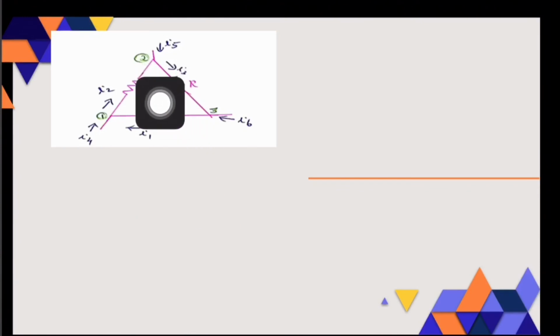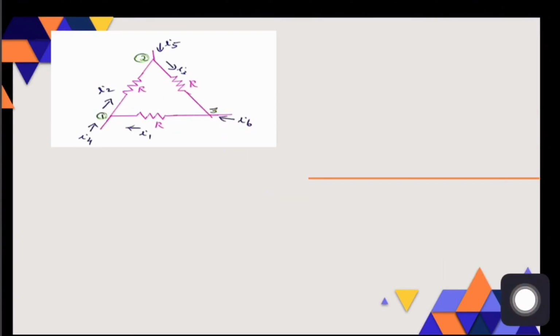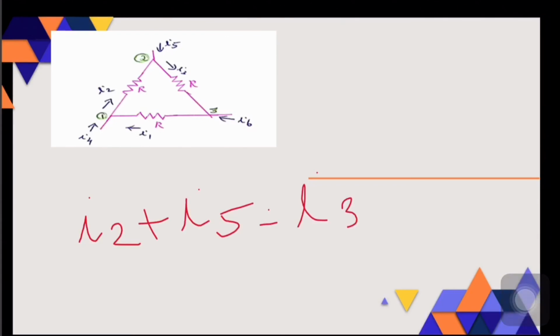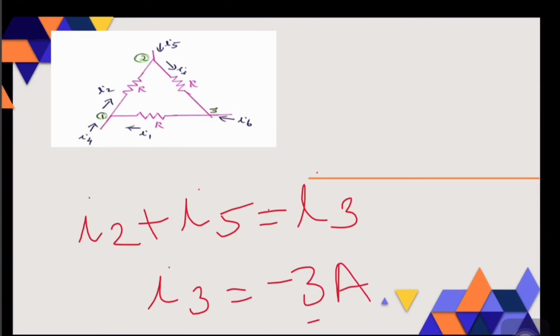Now have a look at node 2. Here we have 2 incoming currents I2, I5 and 1 outgoing current I3. So we can write I2 plus I5 is equal to I3. In the question, the value of I5 is given as minus 4 amperes and the value of I2 is already calculated as 1 ampere. By substituting these values, we get I3 is equal to minus 3 amperes.